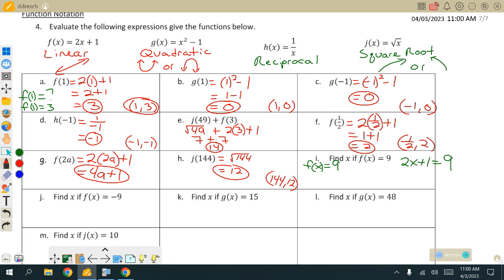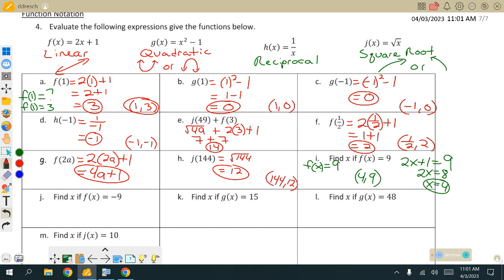Nolan said subtract 1, divide by 2, and x is 4. So in order to get that 9, x had to be 4. 4 comma 9 is what's happening. 2 times 4 plus 1 gets you that specific 9. So to get that specific y of 9, what did you have to have for input? Only 4 works.